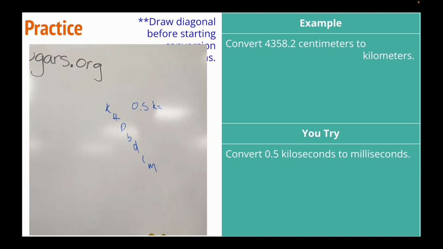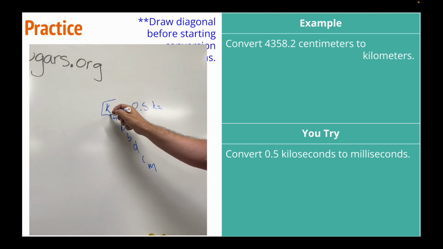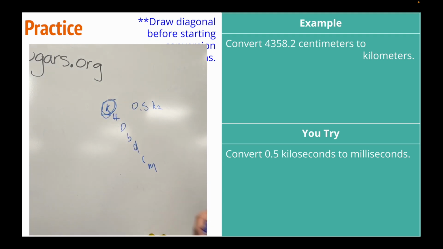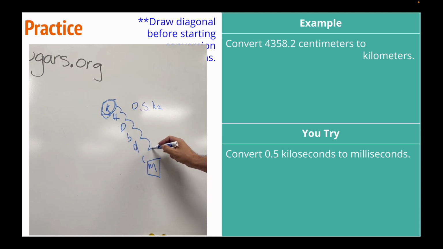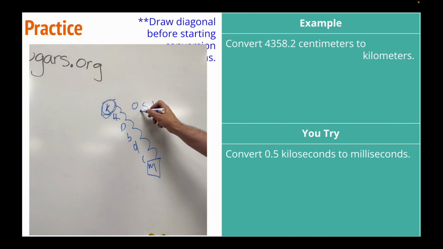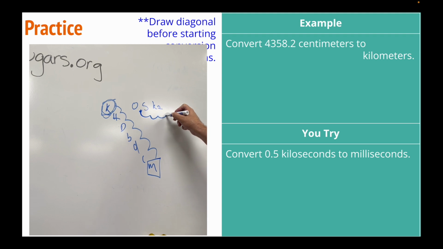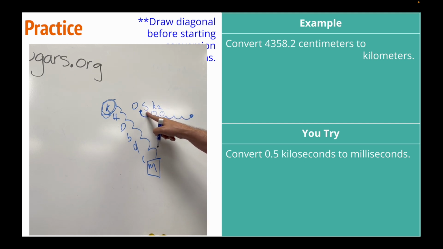All right, let's take a look. Kilo, actually let's do circles. Kilo, that's where we're starting, right? And we're going to milli. 1, 2, 3, 4, 5, 6. I went which way? To the right. So I'm going to take my decimal and go 1, 2, 3, 4, 5, 6. Make my decimal again and fill in with zeros. Oops, that's already got a number. That's a 5.